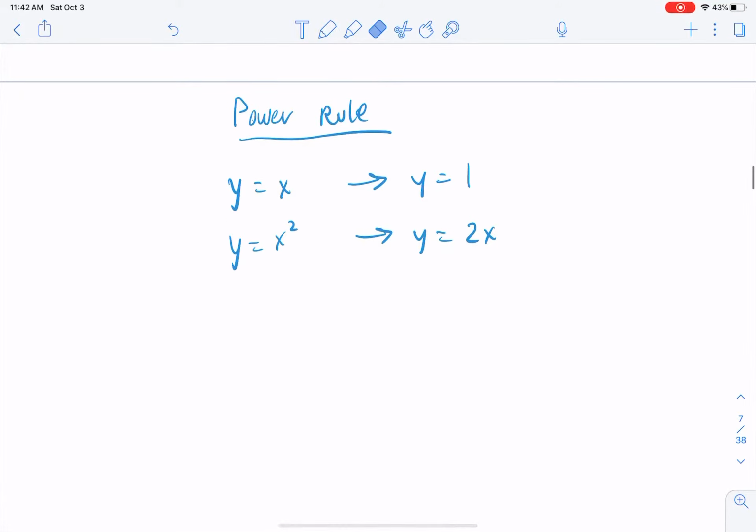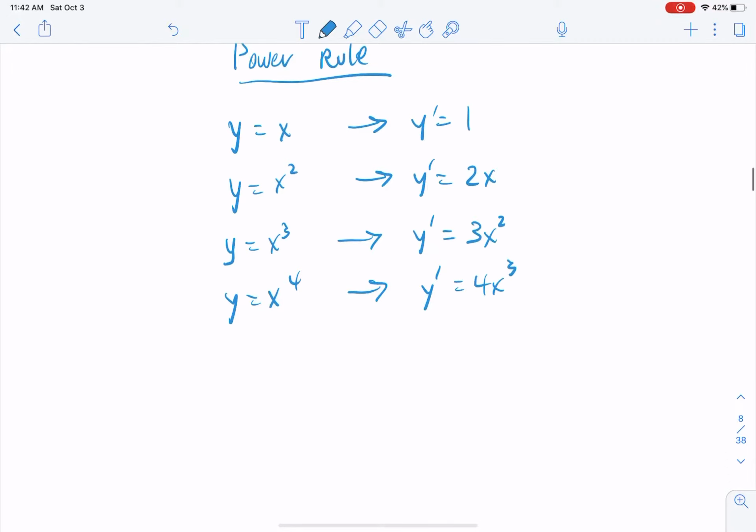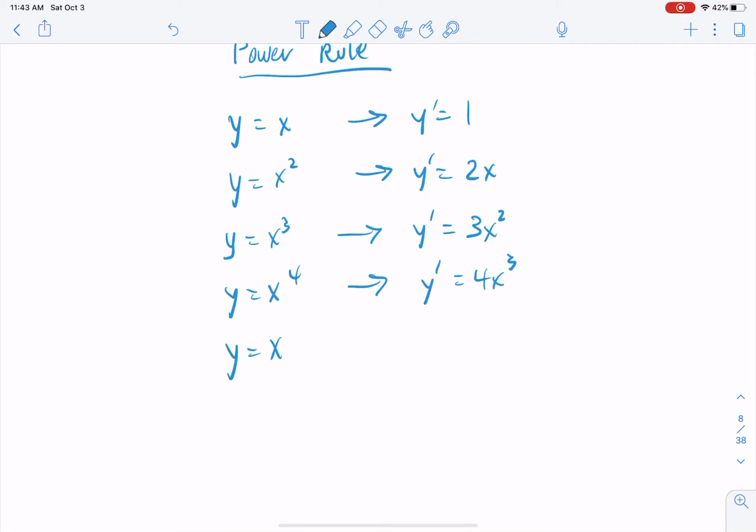Y is equal to x cubed. Its derivative is, oh, wait a minute, I didn't put my prime marks on here. 3x squared. How about y is equal to x to the fourth, its derivative, y prime, is equal to 4x to the third, and then we did one more, y is equal to x to the fifth, and its derivative was 5x to the fourth.